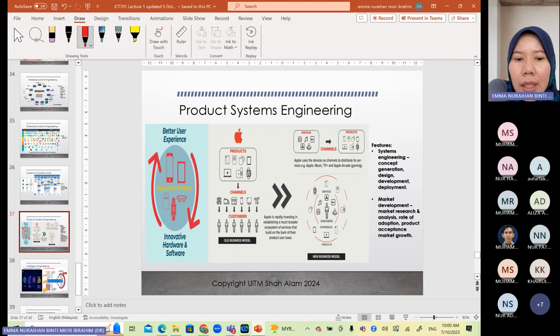Product system engineering. Oh, like Apple. Why Apple is like whatever products they produce, semua akan beratur beli, especially iPhone. Kenapa? Why people? Kenapa? Because of their brand. Lagi? Dia punya user experience dia macam lagi tak hang, laju, lawa kamera. Yes, yeah. Product system engineering.